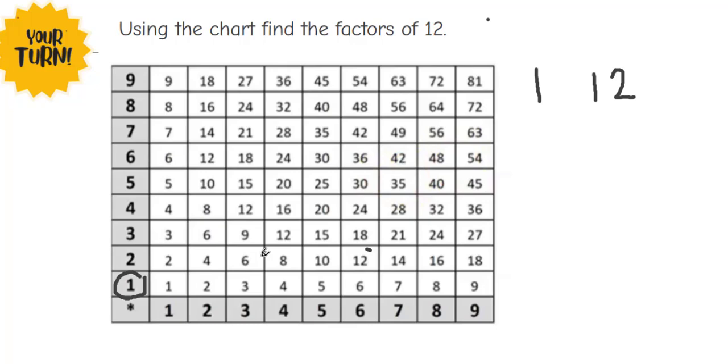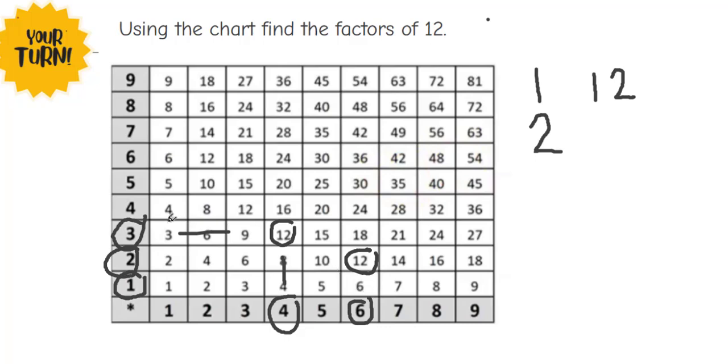Now let's look at 2. I'm just going to slide across on this row, and there it is. So 2 is a factor of 12. Let's look at 3. 3 is a factor of 12. Now, you can do this. Take your finger and go across and then go down like you do on a multiplication chart, and you can see that 4 is a factor, and you can see that 6 is a factor. You could do it that way or just go up the side.